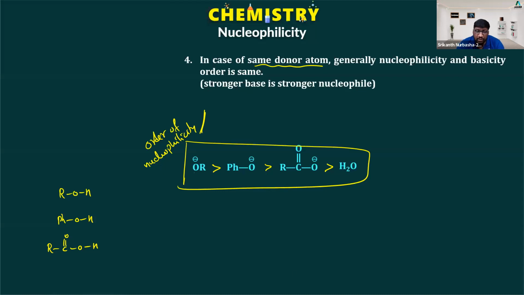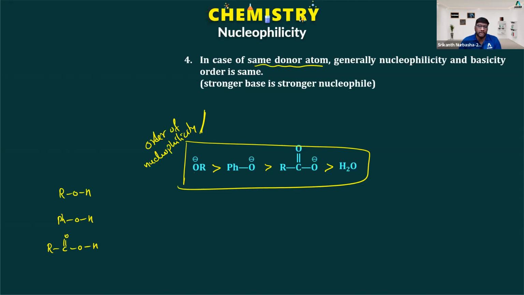List down all the factors or rules, students. Rule number 1: negatively charged species are more nucleophilic when compared to their conjugate acids. Rule number 2: in a period, the order of basicity and the order of nucleophilicity are the same, so you just compare the basicity order and apply the same to nucleophilicity. In a group, the order of basicity and nucleophilicity may be the same or different. You have to take the role of solvent into consideration. If you consider basicity and nucleophilicity in polar aprotic solvent, they are going to be the same.